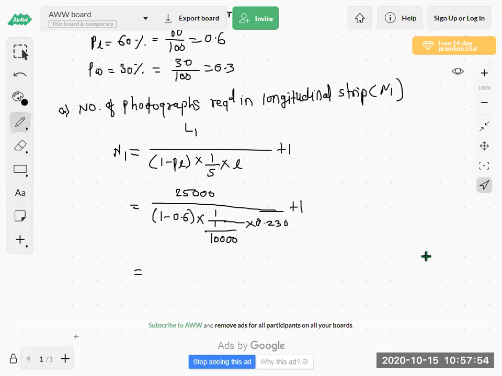Tell me how many photographs are required in one flight line. How many photographs will come in the longitudinal strip? Do the calculations and tell me the answer.